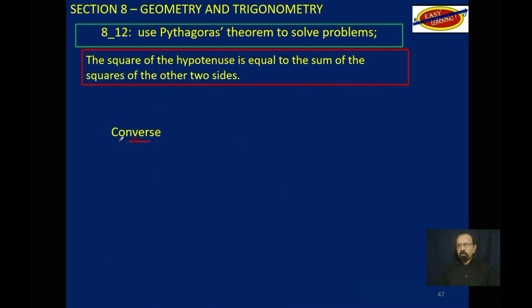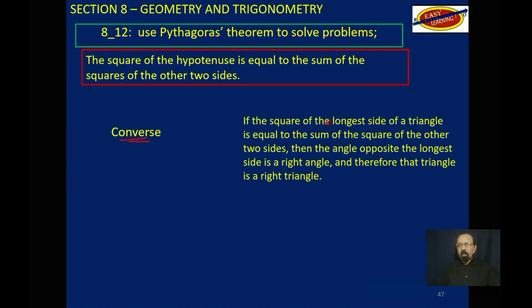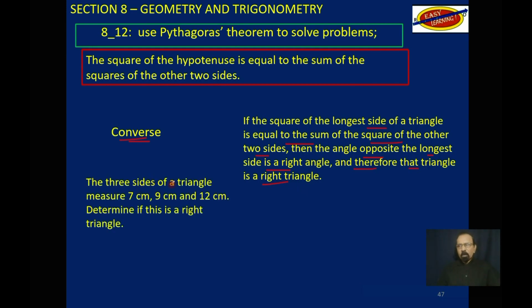Let's look at another situation with the converse. If the square of the longest side of a triangle is equal to the sum of the squares of the other two sides, then the angle opposite the longest side is a right angle, and therefore that triangle is a right triangle. Now this time we are not given a diagram. The three sides of a triangle measure 7 centimeters, 9 centimeters, and 12 centimeters. Determine if this is a right triangle.